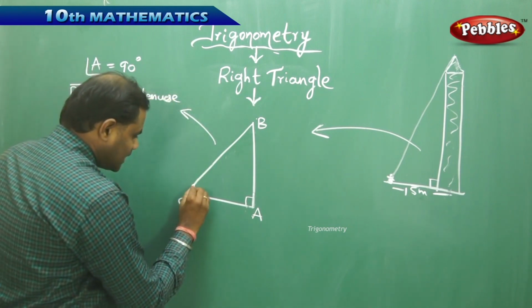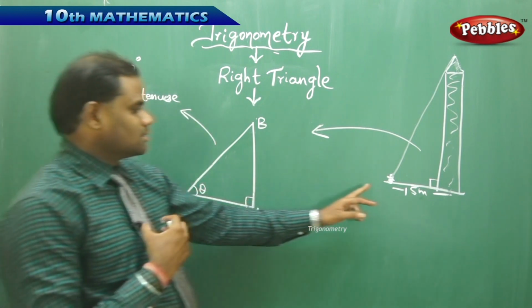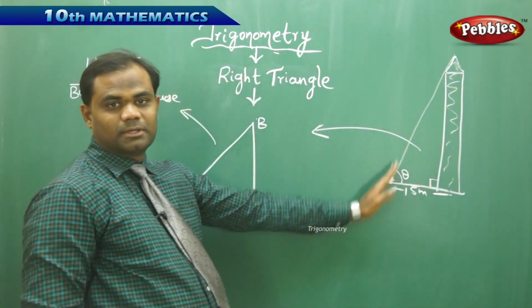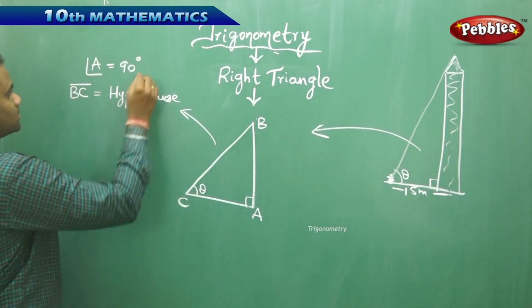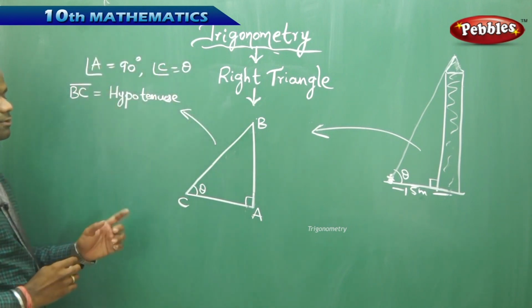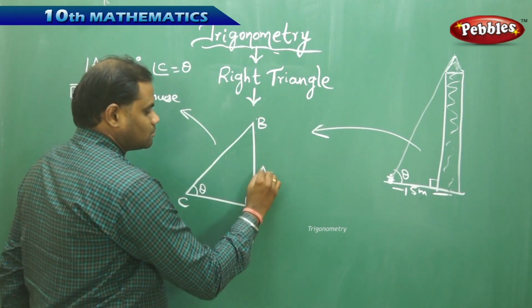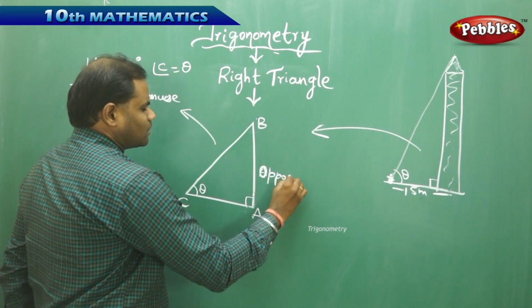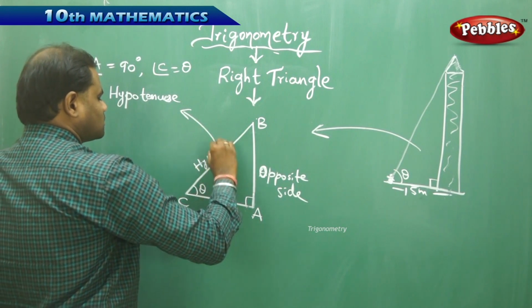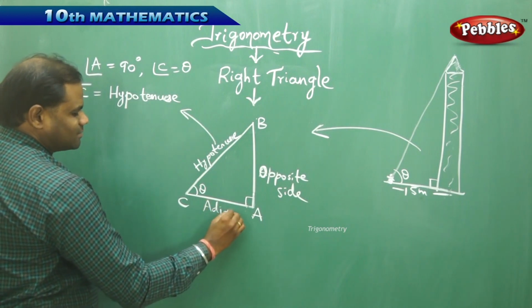Next, if I take this angle as theta, that means the angle which the person is making with the top of the minar is theta. The angle which the person makes will be considered as angle ACB or angle C, which is theta. So using this, we understand that any side opposite to this angle is called opposite side. This, of course, is hypotenuse, and this is called adjacent side.